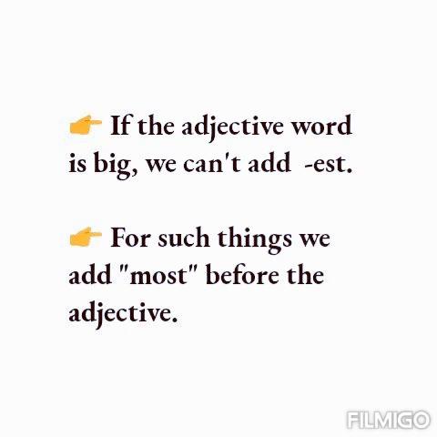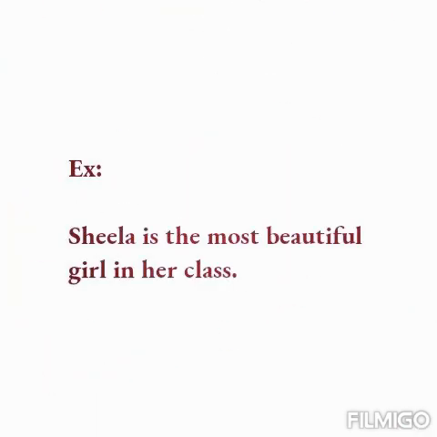Like the previous one, the same. If the adjective word is too long or too big, we can't add EST to that. For such words, we add most. What word? We add most before the adjective. Look at the example. Sheila is the most beautiful girl in her class. In this sentence, which one is the adjective? Beautiful is the adjective. We can't say beautifulest. For that, we have added most and we have added the before the adjective.